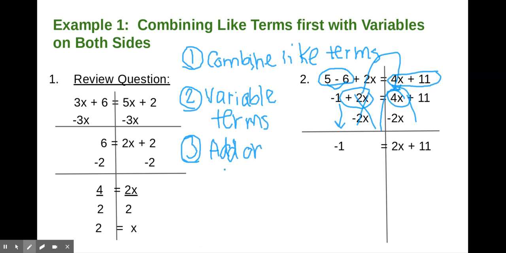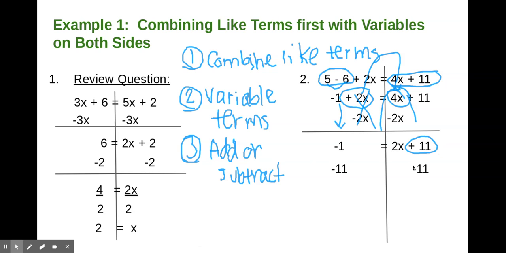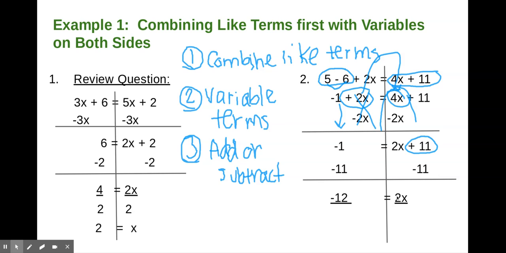So add or subtract. Okay, and if you look here, this is a plus 11. I want to get rid of that. In order to get rid of a positive 11, you have to do the inverse, which is to add 11, or I'm sorry, subtract 11. That was a positive 11, so the inverse is to subtract 11. And what you do to one side, you have to do to the other. So -1 and -11 is -12, and I bring down that 2x.